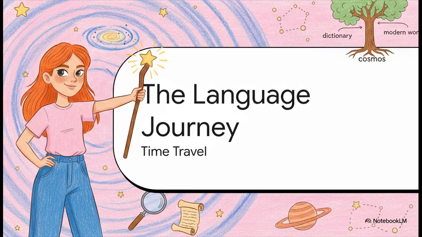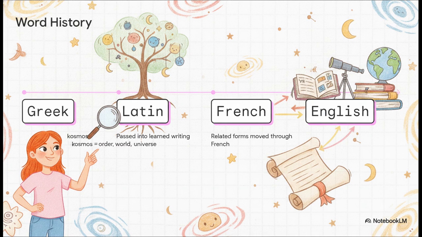Section 4, the Language Journey. It's time for some time travel. Let's step back across the centuries to see how these words actually reached us today. It all started in ancient Greece with cosmos, meaning order, world, or universe. From there, that Greek idea passed into learned Latin writing. Then, related forms moved through French as kind of a transitional step before finally being adopted into English. And today, English uses these scholarly cosm words heavily in science, literature, and global studies.